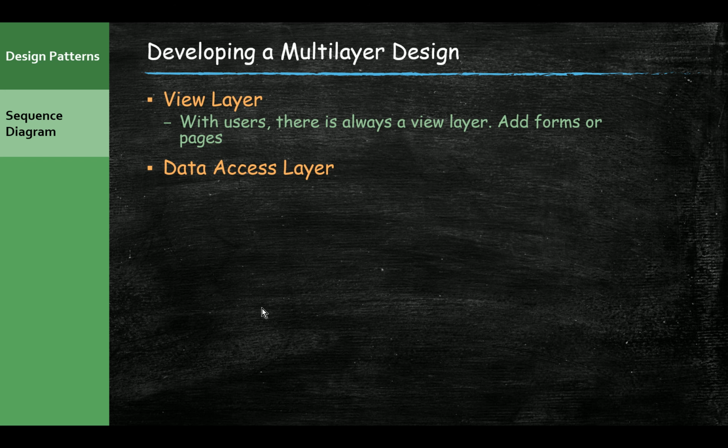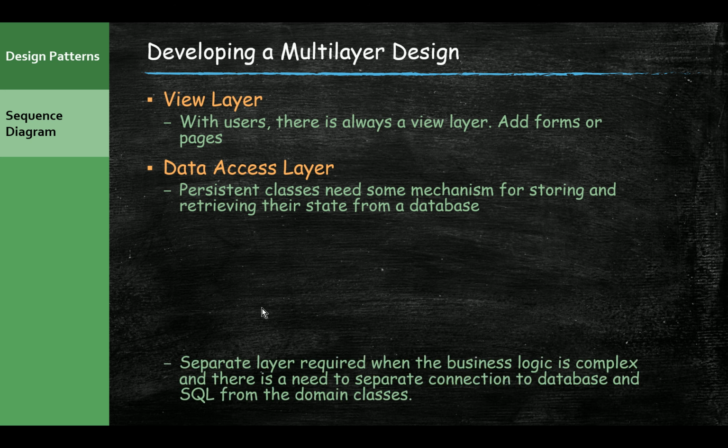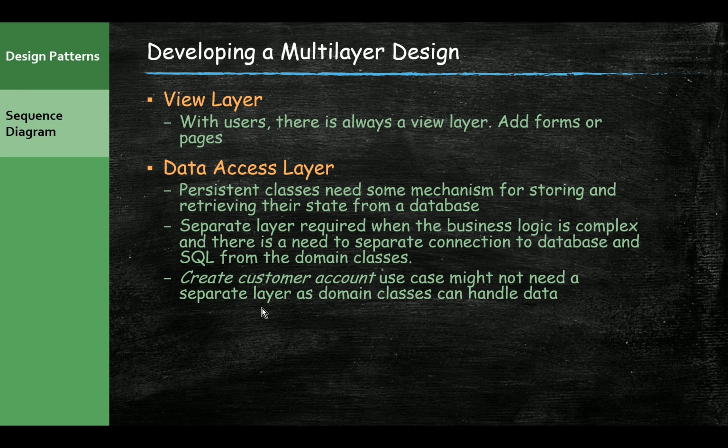We have a data access layer. Data access, which is where your persistent classes need some mechanism for storing and retrieving their state from a database. So, something that can talk to the database essentially. A separate layer is required when the business logic is complex and there is a need to separate the connection to the database and SQL from the domain classes, which is pretty typical.